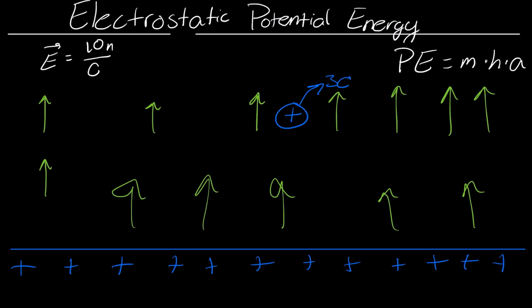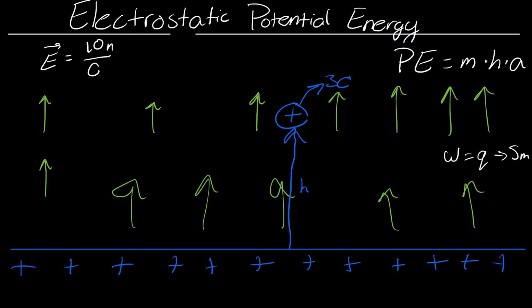It is at a certain height here. Let me erase this, and this is equal to H. Now, 3 coulombs is a massive charge, but this is just hypothetical. How much work would it take for this charge, Q, to travel, let's say, 5 meters?